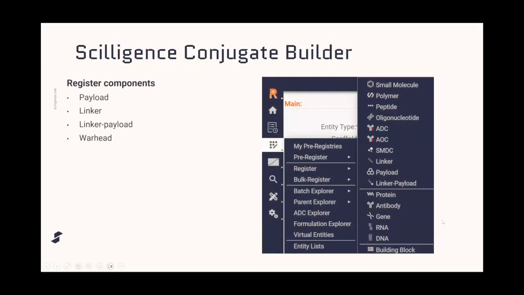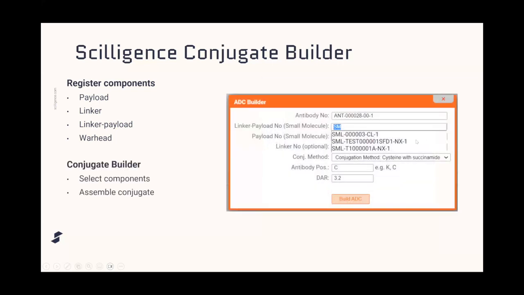Conjugate builder starts by allowing us to register the components of said conjugates. In the screenshot here, I'm showing just a small piece of the modalities that our registration system, RegMol, is able to handle. So you can register a payload, a linker, perhaps a combined linker payload, or a warhead such as an antibody, a small molecule, etc., that is captured, registered, and has uniqueness check capabilities.